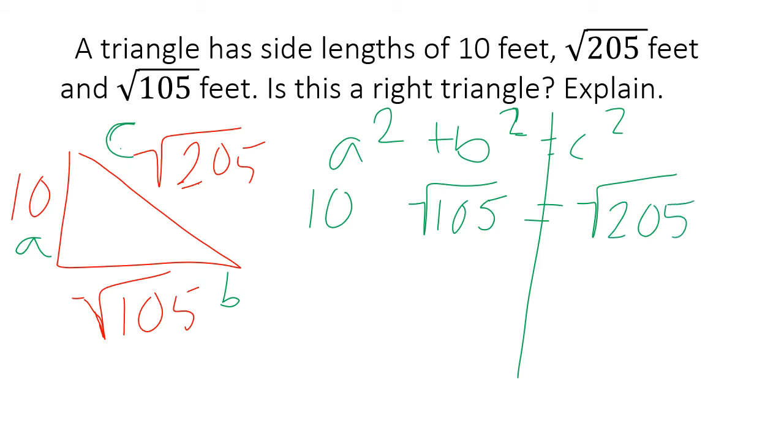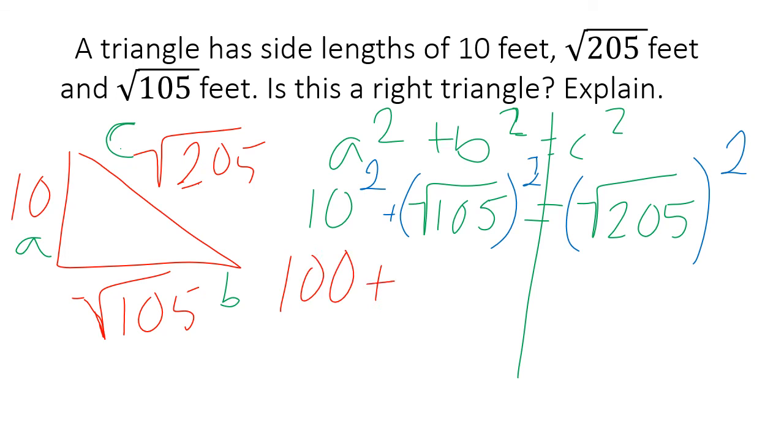Now, this is the part where we want to make sure we get right. It's 10 squared plus the square root of 105 squared, equals the square root of 205 squared. Okay, so let's go ahead and simplify here. 10 times 10 we know is 100. Now, the square root of 105 squared, if you were to do that in your calculator, you would get the square root of 105 times the square root of 105 equals 105. Why? Because the square root sign here and the squared sign here are opposite operations. And remember, they cancel each other out. So this just becomes 105.